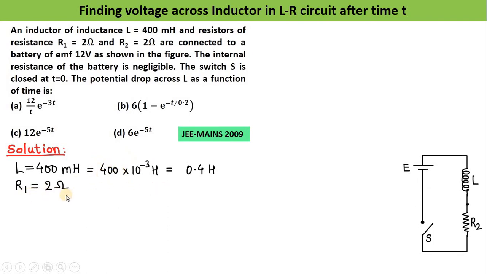Then the resistance R1 is given as 2 ohm. Resistance R2 is also given as 2 ohm. And the EMF of the cell is equal to 12 volts.